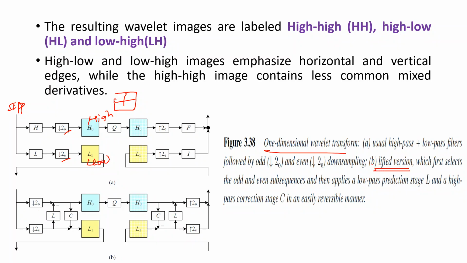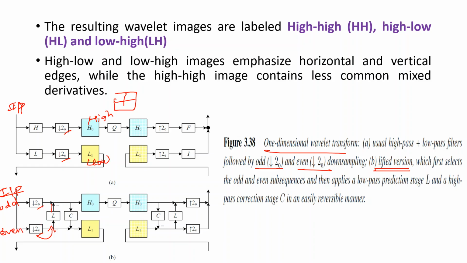Now the alternate one is known as the lifted version. In this lifted version, initially we should not pass the data to the high pass filter or low pass filter. Initially the input image is divided into odd samples and even samples. O and E represent odd and even sampling. Instead of applying two filters, high and low, we perform downsampling and then we perform the L stage and C stage. The L stage is used to predict the odd samples. So we can use the even samples to predict the odd samples.